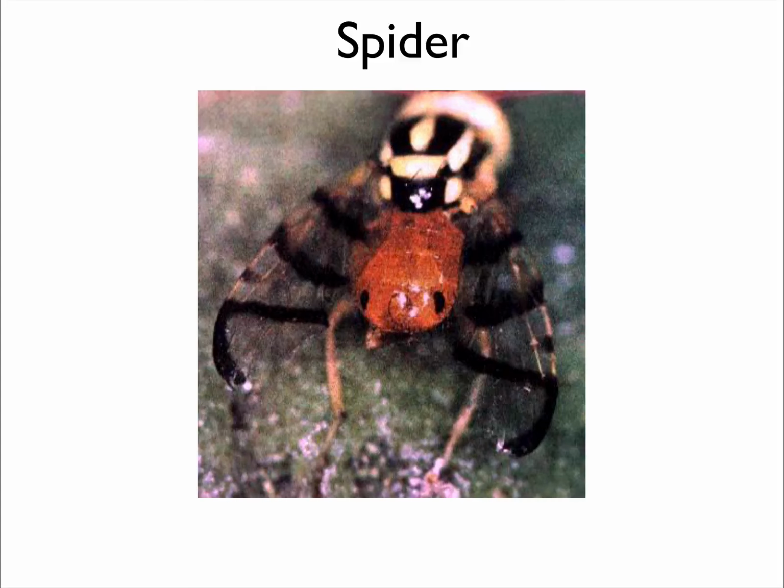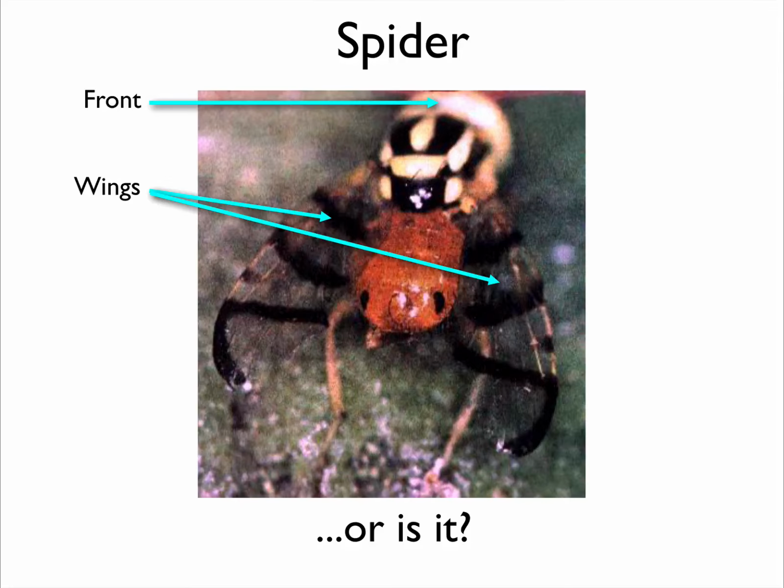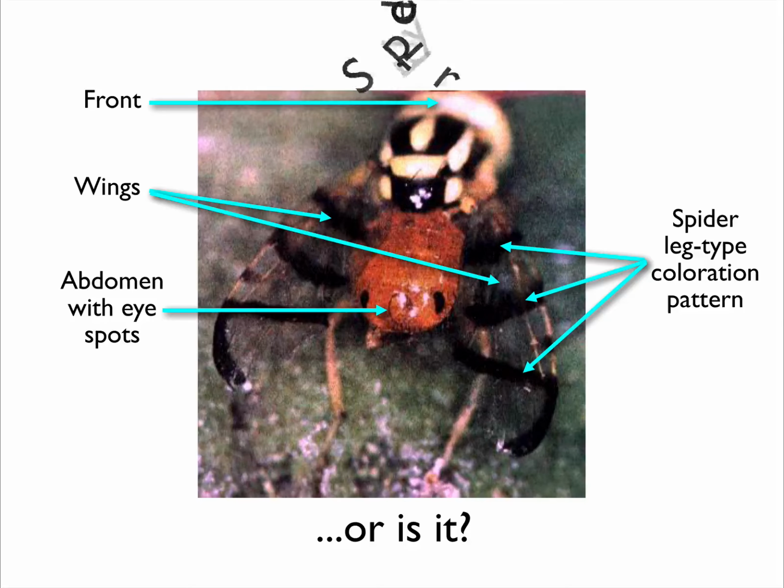Oh, wait a minute. I wonder if it really is a spider. Well, obviously you know it's not. So what are we looking at? There's the front of the animal. Those are actual wings. The abdomen has eye spots, but there's also leg-like coloration on the wings. It's actually a fly. It's a species of fly that mimics a spider.